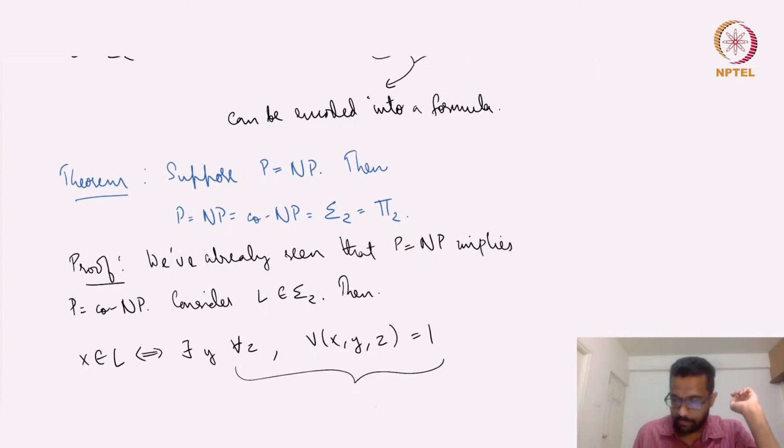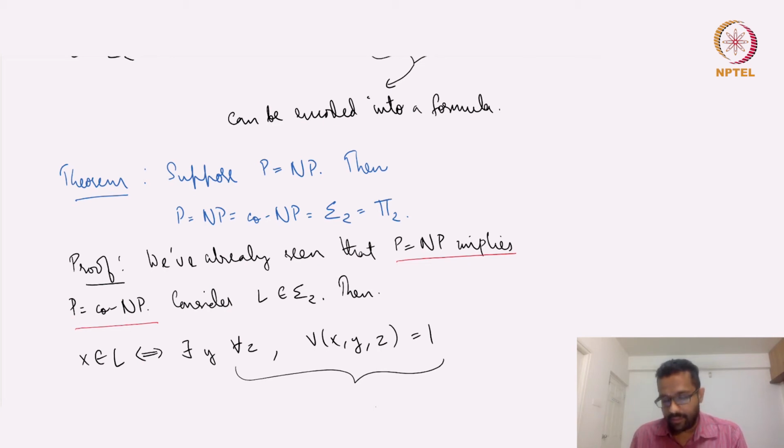Right. So now an important theorem. Suppose P equals NP, then P and NP are equal, co-NP is also equal, sigma 2 is also equal and pi 2 is also equal. So everything becomes equal to P. In lecture 10, I gave you the high-level idea of why P equal to NP means P equal to co-NP as well. We have already seen P equal to NP means NP equal to co-NP, and when P equals NP and NP equals co-NP, it also means P equals co-NP, right?